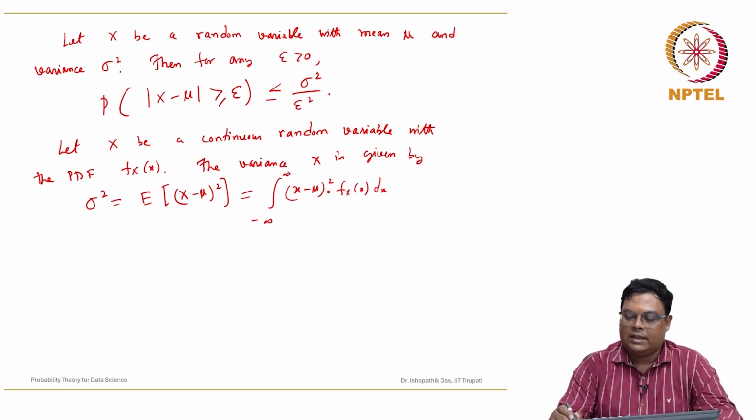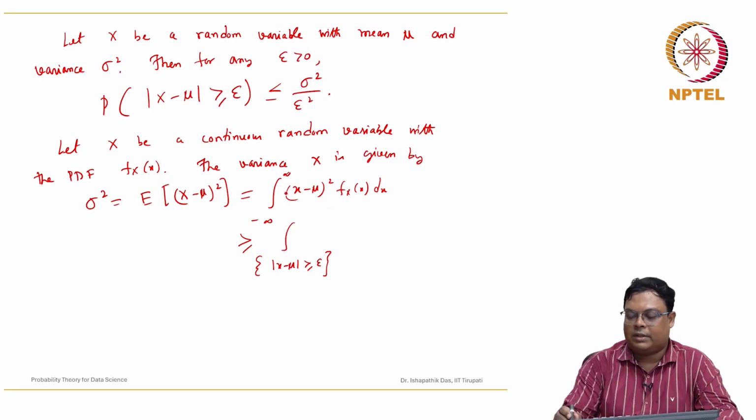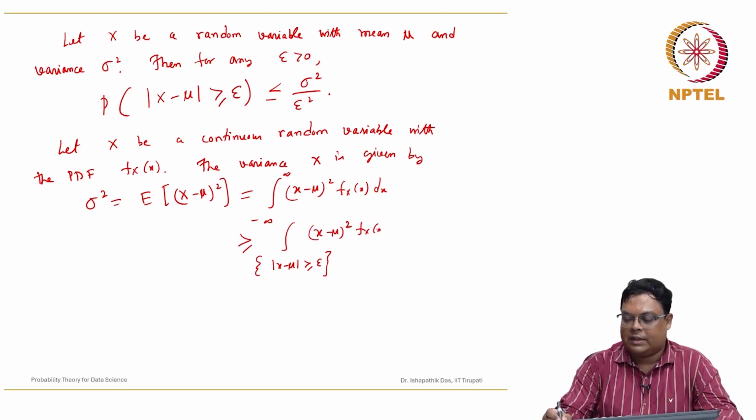Now see that this is an integration of positive numbers, f of x is also positive, and this is also positive. So if you do the integration over a particular subset of the real numbers, then because we are always adding, this value will always be greater than or equal to the integral over a subset. So the set we are considering is all x such that |x minus mu| is greater than or equal to epsilon. In the remaining part there may also be some positive contribution, there is no cancellation. So it will always be greater than or equal to the integral over this region of f of x dx, where x is a real number such that |x minus mu| is greater than or equal to epsilon.